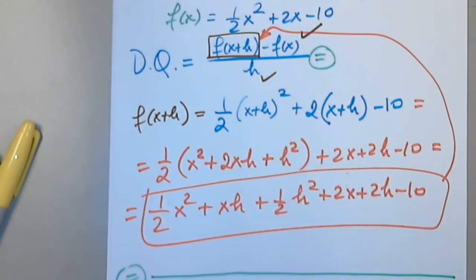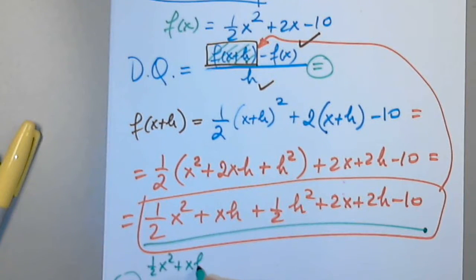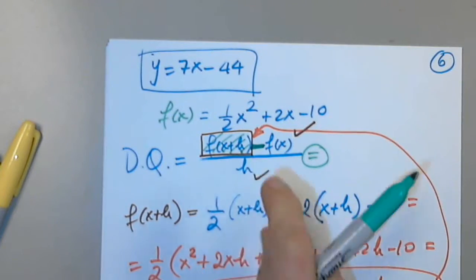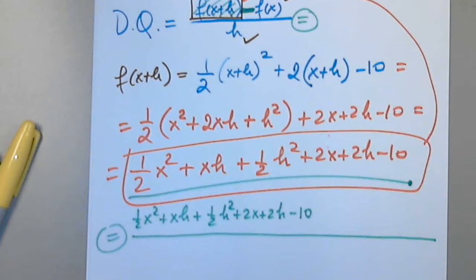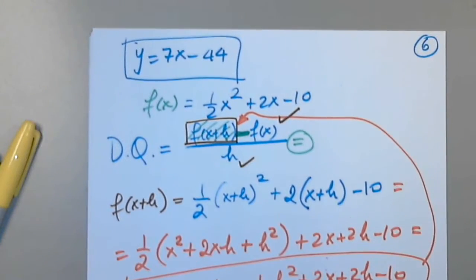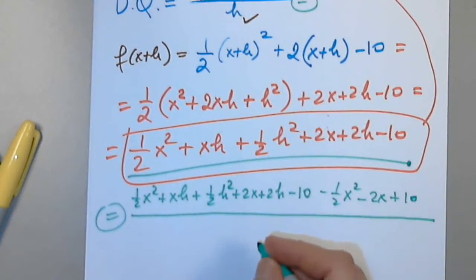Now I can put all three pieces together. Instead of this, I will copy this: 1/2 x squared plus xh plus 1/2 h squared plus 2x plus 2h minus 10. I'm here now with minus in front of the function. What do I write next? How do I continue? Just put in the function. Minus 1/2 x squared plus 2x minus 10. Very good. Done. And the denominator is h.